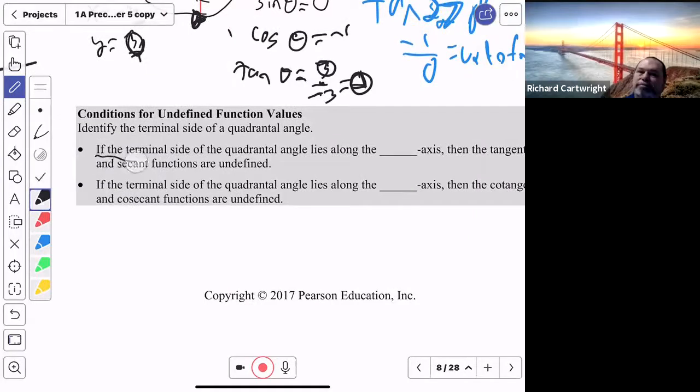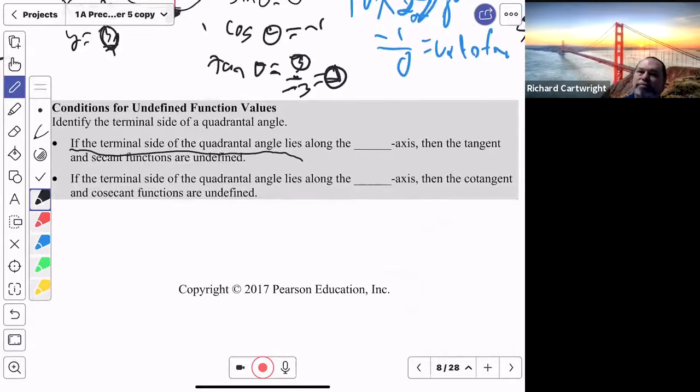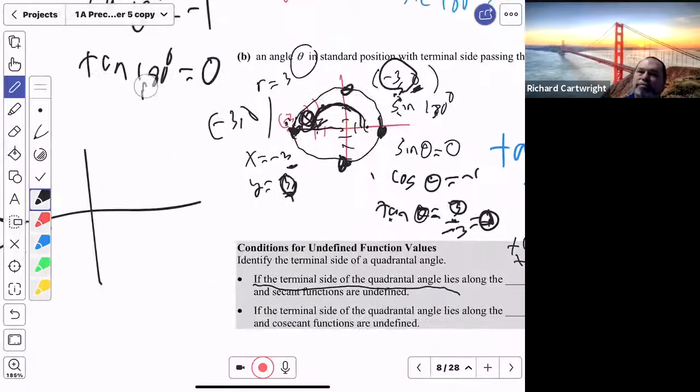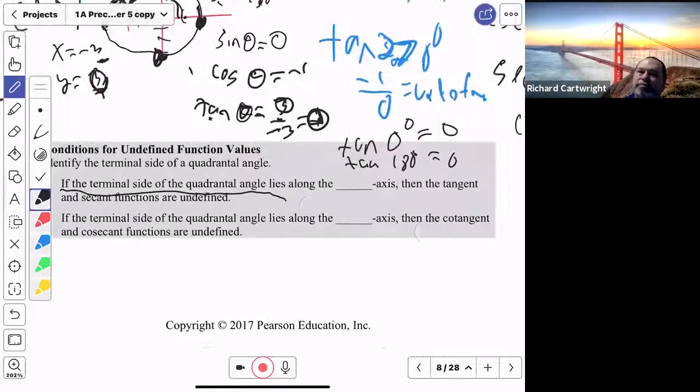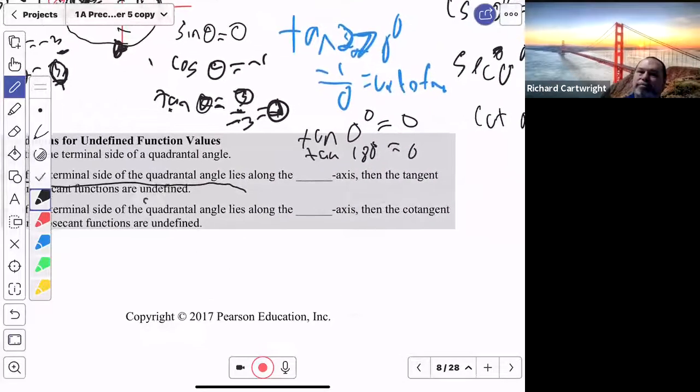If the terminal side of the quadrantal angle lies along the blank axis, then the tangent and the secant functions are undefined. Okay, so here's the question. Tangent of what was 0? I think the tangent of 0 was 0, and the tangent of 180 degrees was 0. We just did that one. Oh, he doesn't want 0. He wants undefined. I'm sorry.